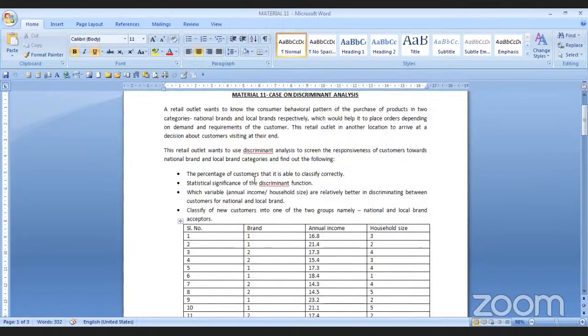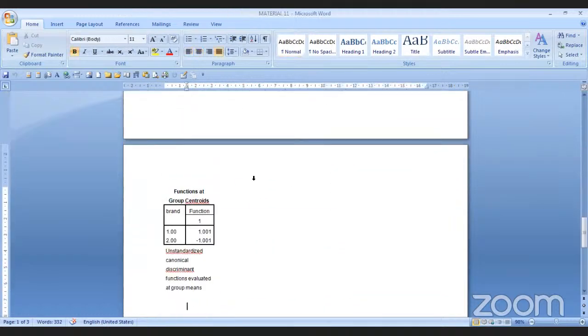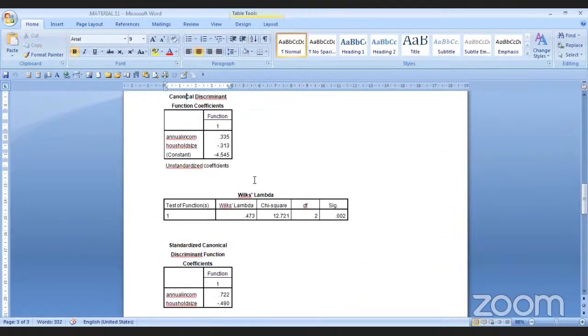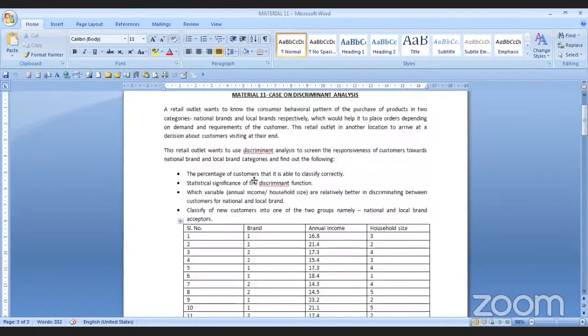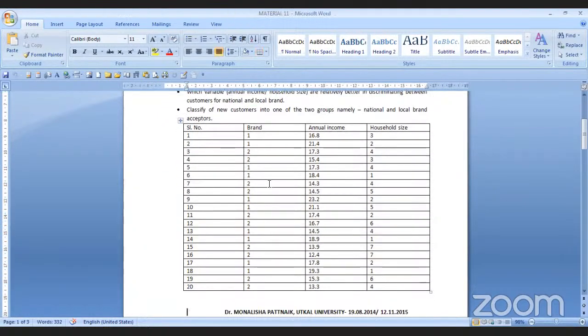If these are the results, then how to write the conclusion? I'll show you. The results you can see here. Just I'll minimize and show you another material. I think all of you have got the meaning of the question, all of you have got the meaning of the question or not?